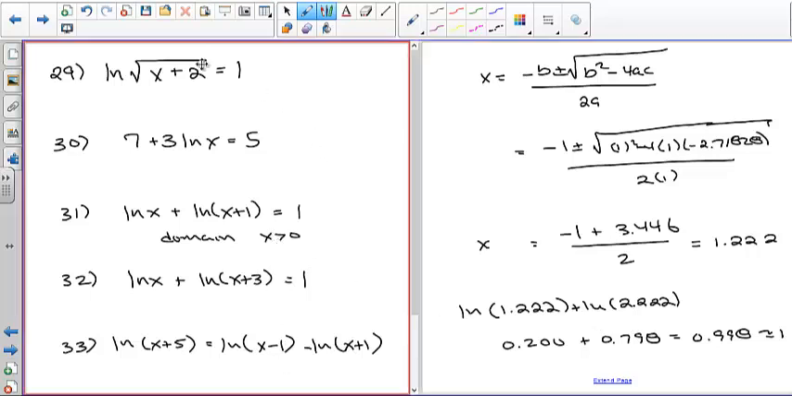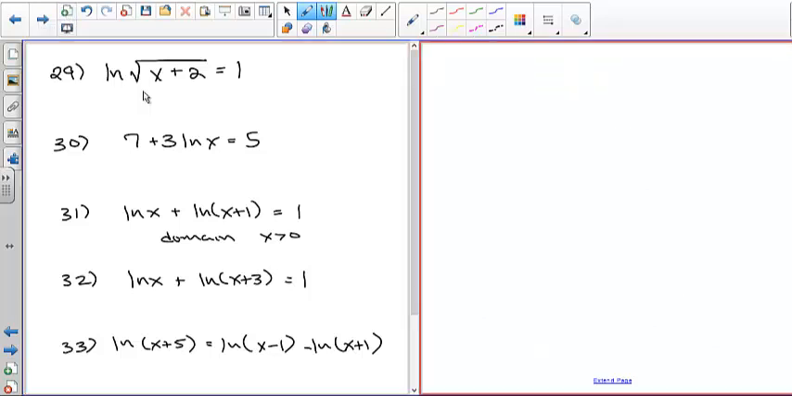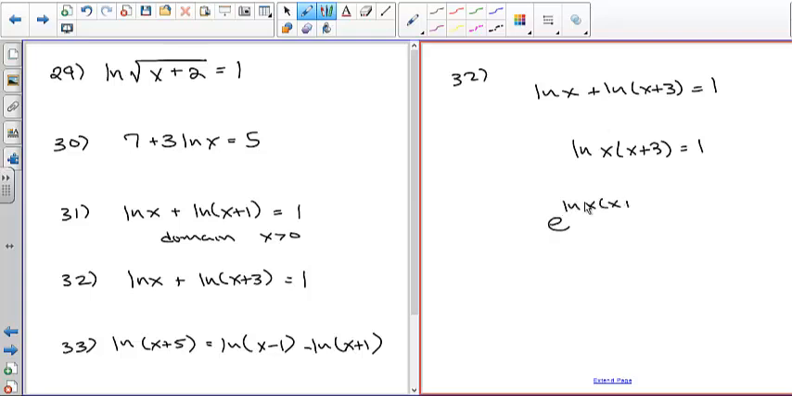Okay, so the next one, similar situation. So you start with this. So we combine those two using the properties of logarithms. Then we have our base of e because we have the natural log, so we have e to the 1 again. E to the natural log of that is x times x plus 3, and then we have 2.71828, e to the first power.